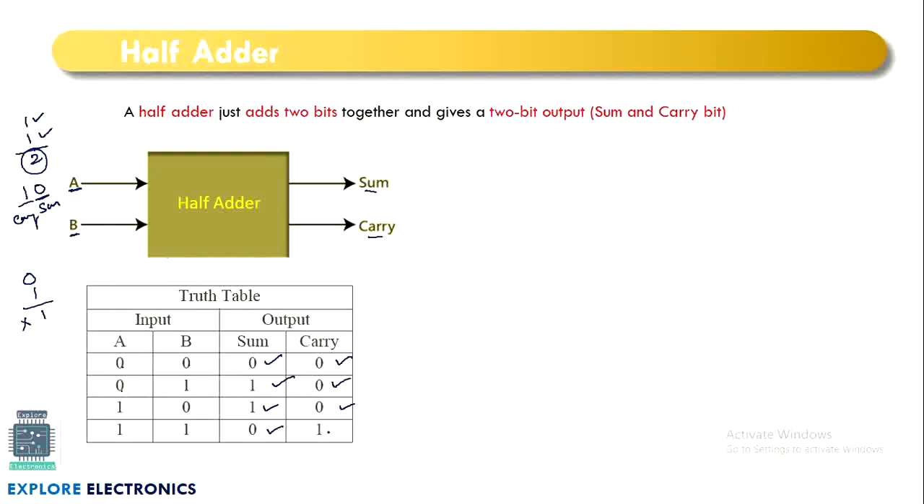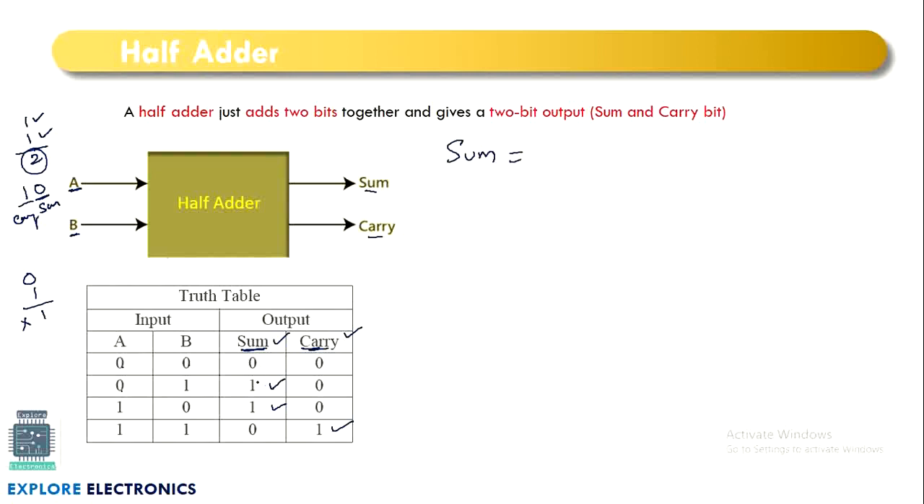That's why here we are writing 0, and in place of carry we are writing 1. Now we need to write the expression for this sum as well as carry to get the circuit for the half adder. Wherever sum is 1, we need to consider those inputs. Wherever carry is 1, we need to consider those inputs to write the expression for sum as well as carry. First, let us write the expression for sum.